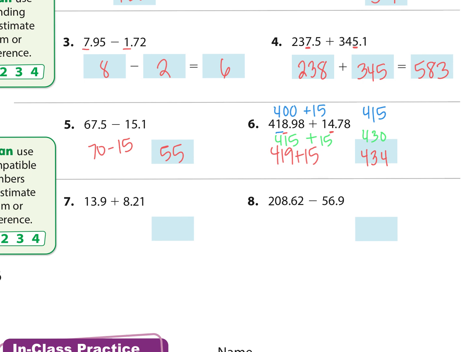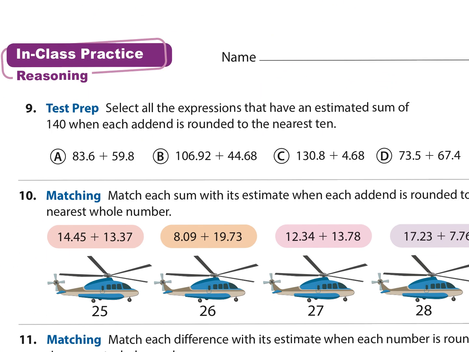Okay, let's look at number 7. On number 7, I'm going to do 14 plus 8, which is 22. And then on the next one, I might do 210 minus 60, which would be easier. And if I do that, then I'm left with 150. Okay, moving on to the next page.